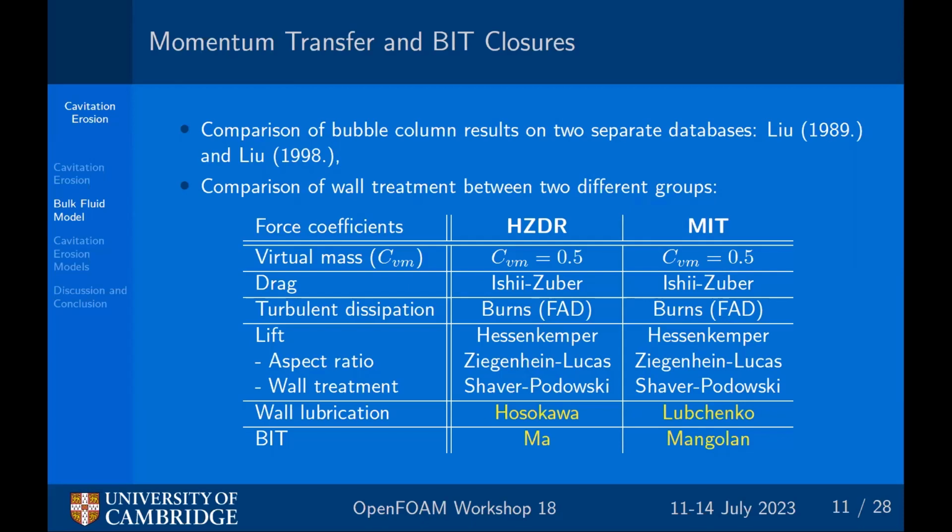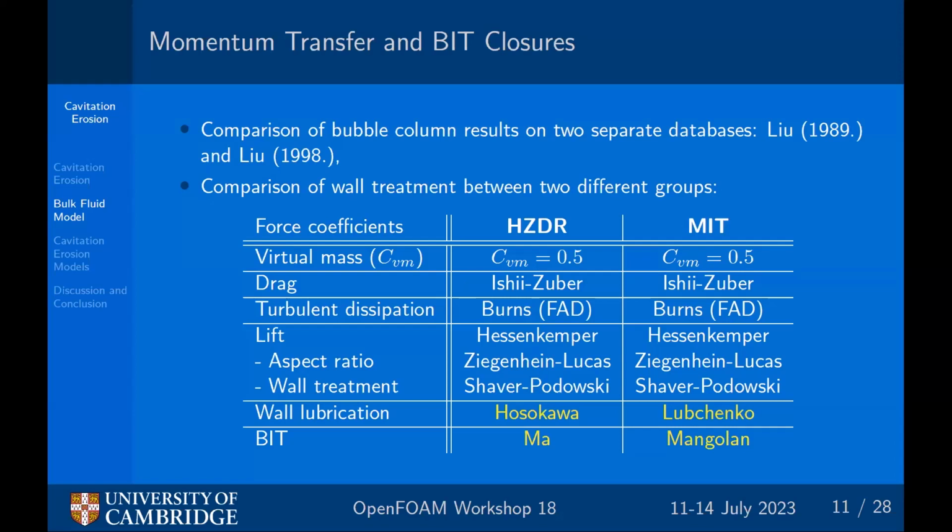Lift is some variation of Tomiyama, in this case Hessenkemper, and we try to model the aspect ratio using the Ziegenheim-Lucas model and treat the reduction of lift near the wall with a Shaver-Podowski correction, let's say.